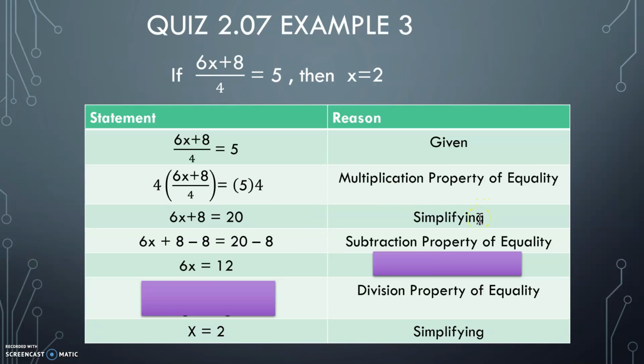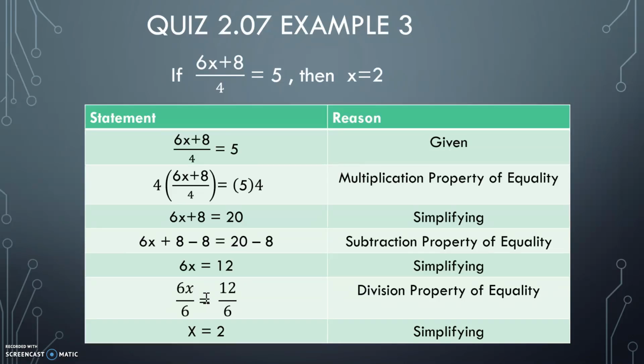That's simplifying. Now we're going to have to subtract 8 on both sides. That's the subtraction property of equality. And this is what we have after we subtract 8 on both sides and we simplify. So this is simplifying. And next we have to divide both sides by 6. And that's the division property of equality. x = 2, and that is simplifying.